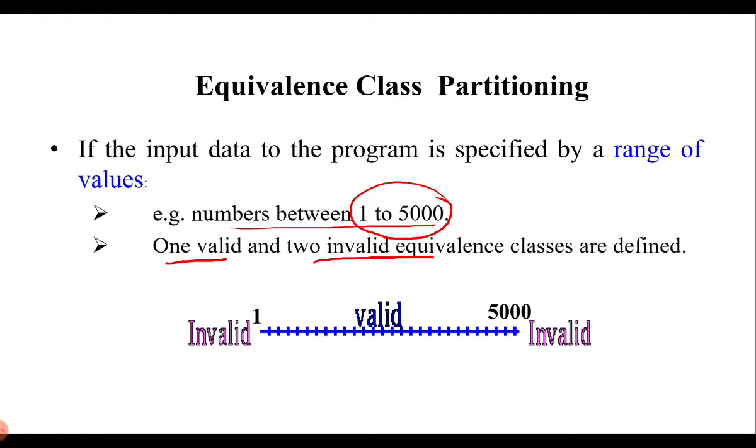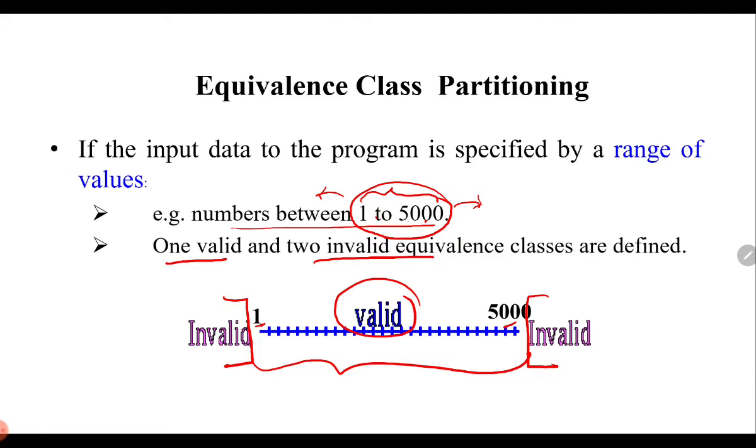Here, if we are checking the numbers from 1 to 5000, we have to find values which the program will accept, which is from 1 to 5000, and values which the program will reject, that is, beyond 5000 and before 1. If we look at this diagrammatic representation, between 1 and 5000, including both of them, is the valid test set. The invalid ones start beyond 5000 and before 1. So this is one class. The second class is the next invalid class, and the third class is the valid class. These 1, 2 and 3 all together form the testing suite.